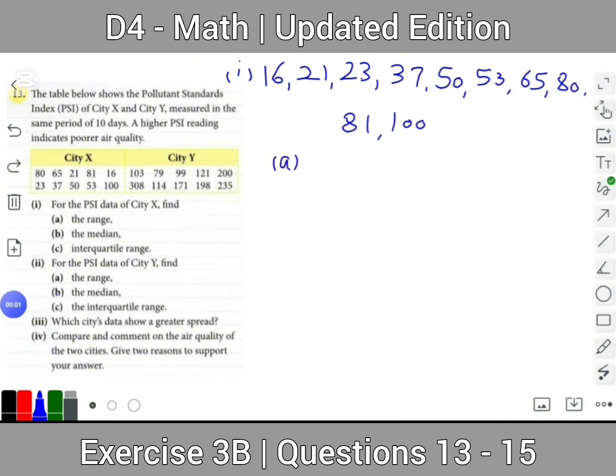Now for the PSI data of city X, we have to find in part A the range. To find the range, we will use the formula largest value minus smallest value. The smallest value is 16 and the largest value is 100. So we subtract 16 from 100, and it gives us the range of 84.